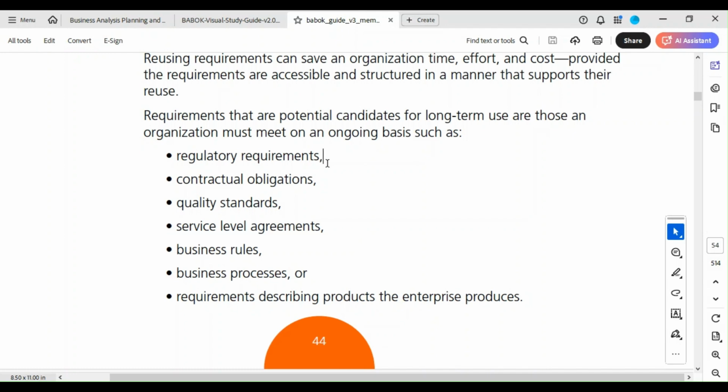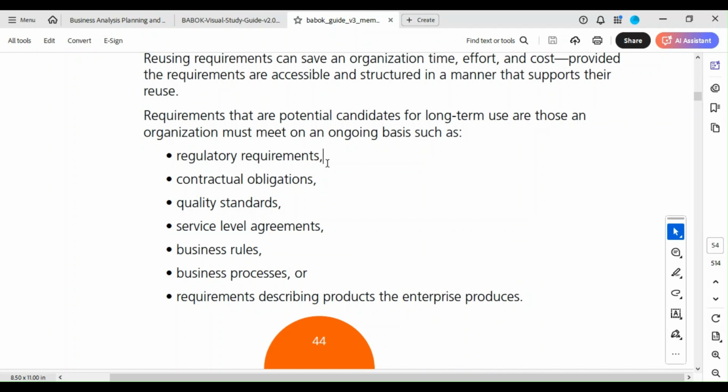Service level agreement. Are there service level agreements? How long will it take for us to hear from you when it comes to fixing this? Now, business rules. For us to say that this is done, we need this portal to open. We need to see that users are able to log in. Business process. What is the process? What is the flow? For example, when a user has to log in, what happens from the front end to the back end? Requirements describing product the enterprise produces.